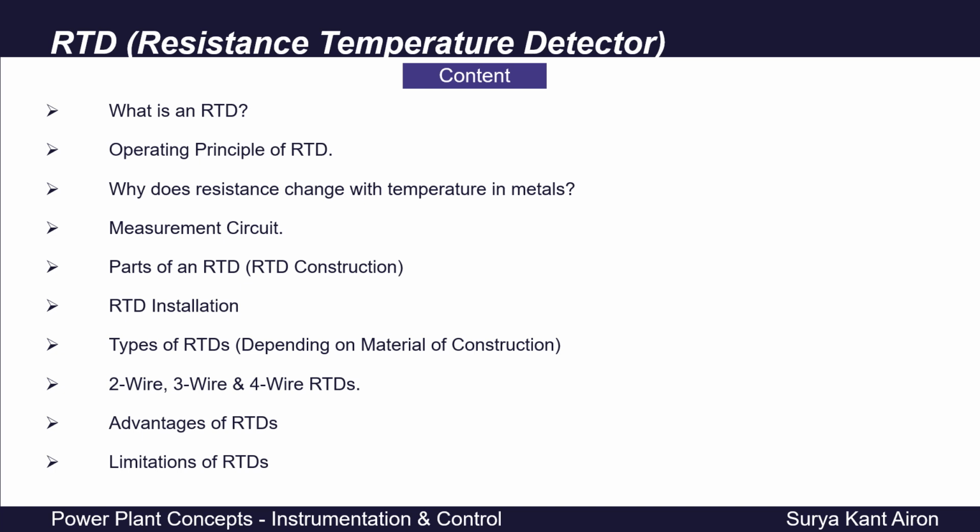Today we will cover the following topics: what is an RTD, its principle of working, why resistance changes in metals with temperature, and the measurement circuits used for getting useful information out of this resistance change. We will also cover the different parts of an RTD, basically the construction components of an RTD. Then we will briefly touch on RTD installation and the different types of RTDs based on their material of construction. Then we will cover 2-wire, 3-wire and 4-wire RTD configurations.